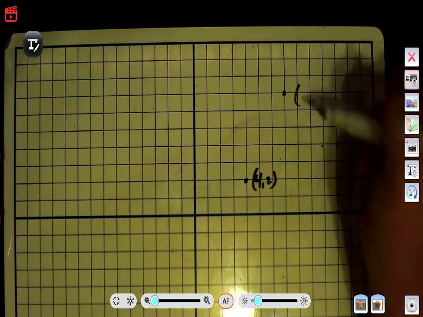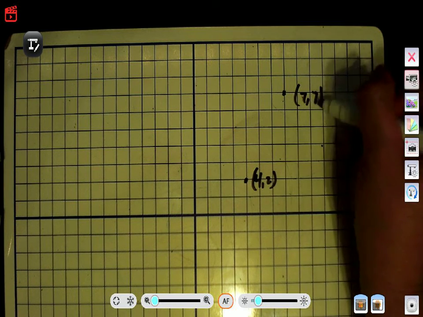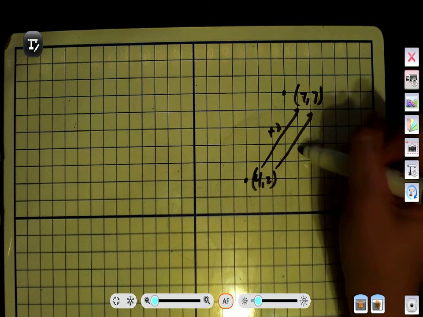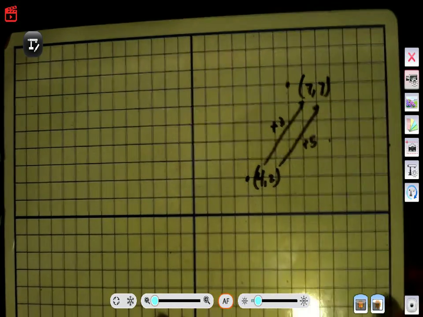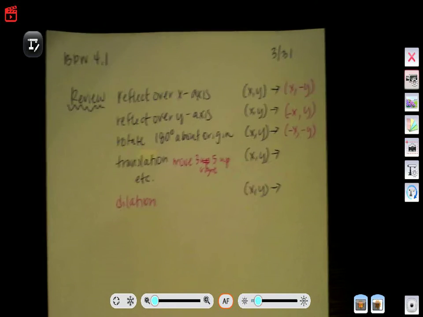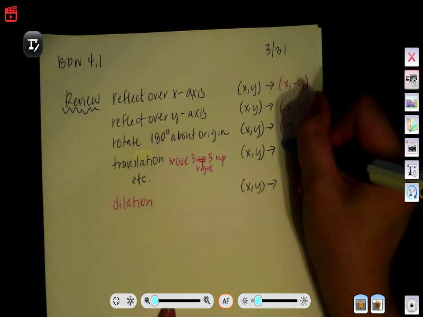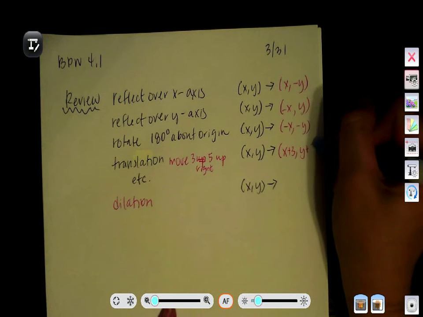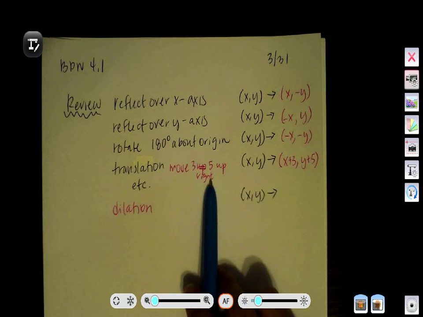Now this is going to become the point 7 comma 5, because I'm adding 3 to this and I'm adding 5 to this. Remember, if I'm going to the left, it will be a negative number. If it's going downwards, it's also going to become a negative. So if I'm moving 3 to the right and 5 up, my rule will become move to the right 3 and move up 5. So these values, the 3 and the 5, would change depending on what the question was.